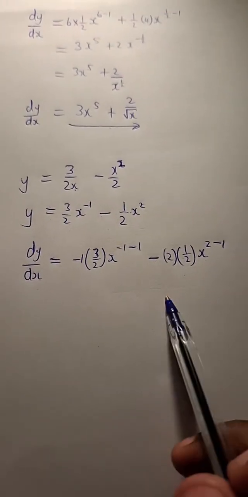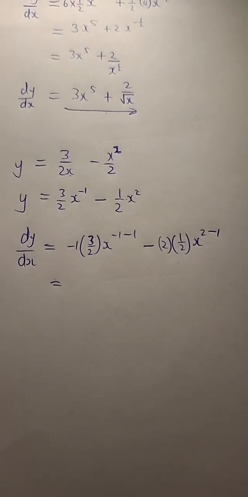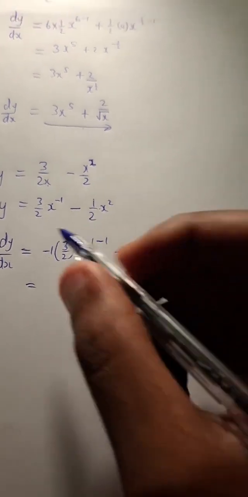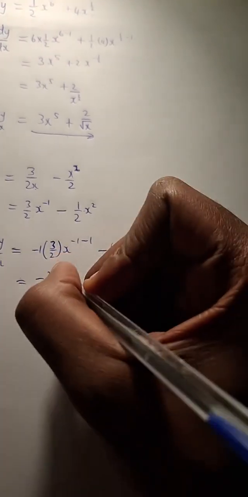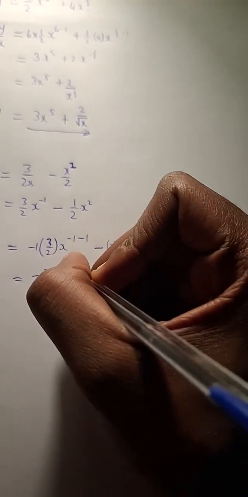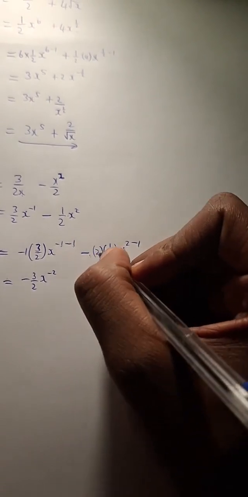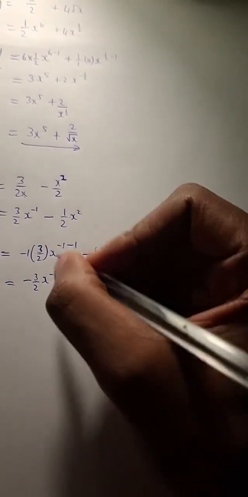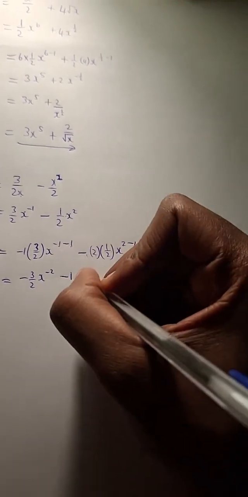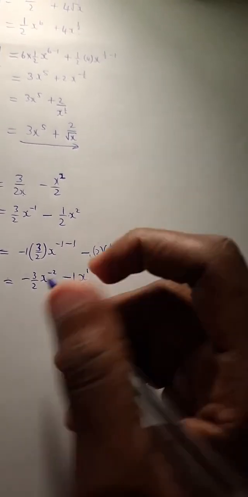This is basically us differentiating. Then all that is left to do is multiply. So -1 times 3 over 2 is -3 over 2. All right, the x, what's -1 minus 1? It's -2. Negative times a positive is a negative, but then 2 times a half is 1. We then write x, what's 2 minus 1? That gives us 1, right?